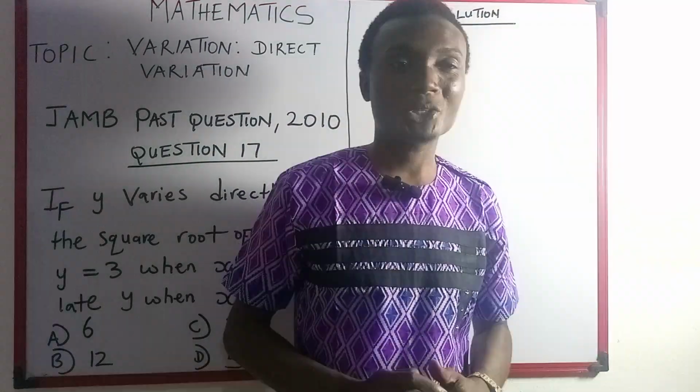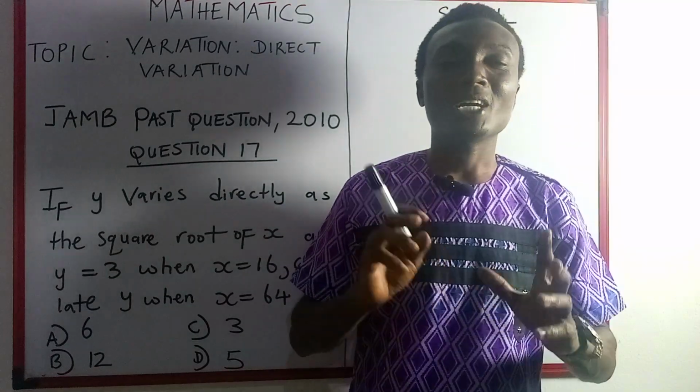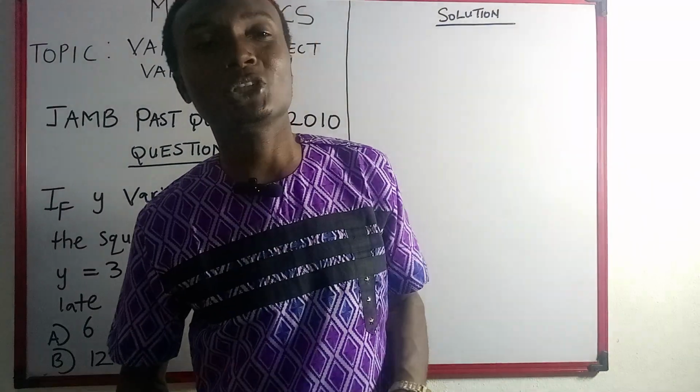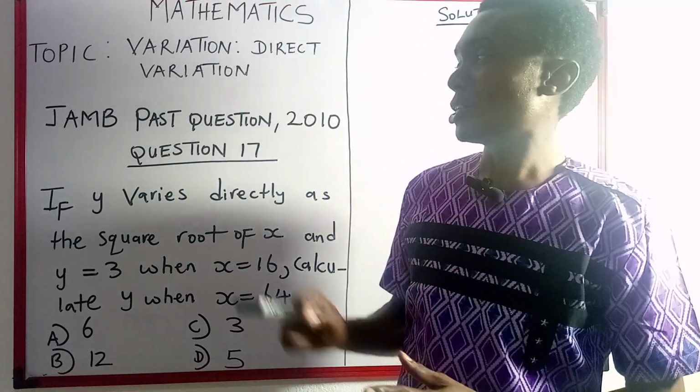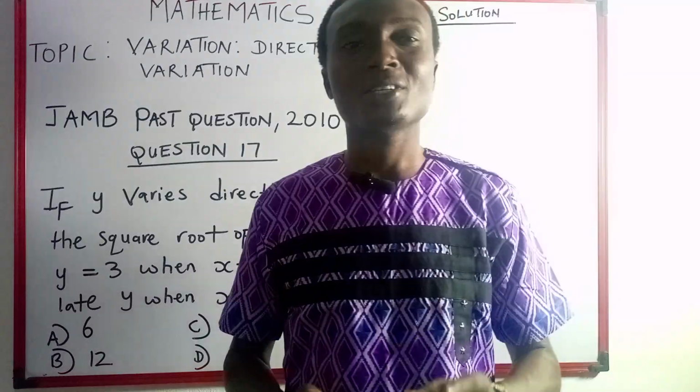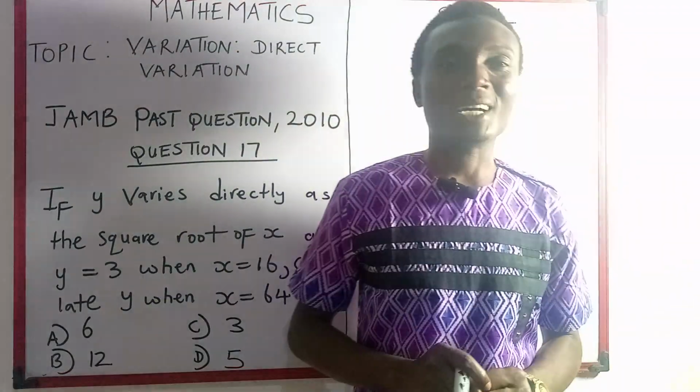So today I'll be taking you through mathematics, and today's topic is direct variation. And this is a JAMB past question, 2010, question 17. Sit down, relax, and watch.